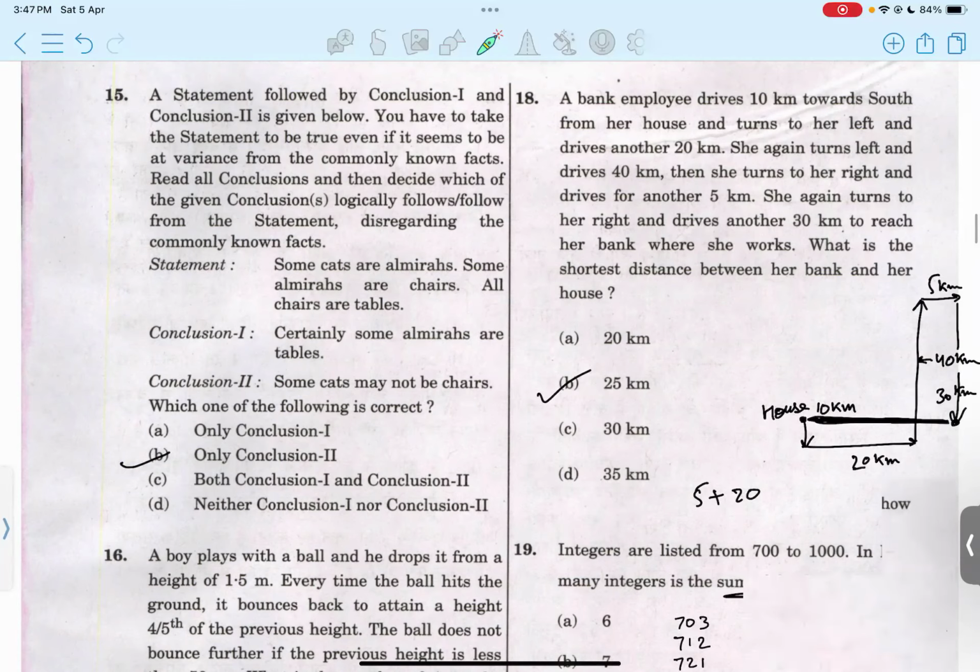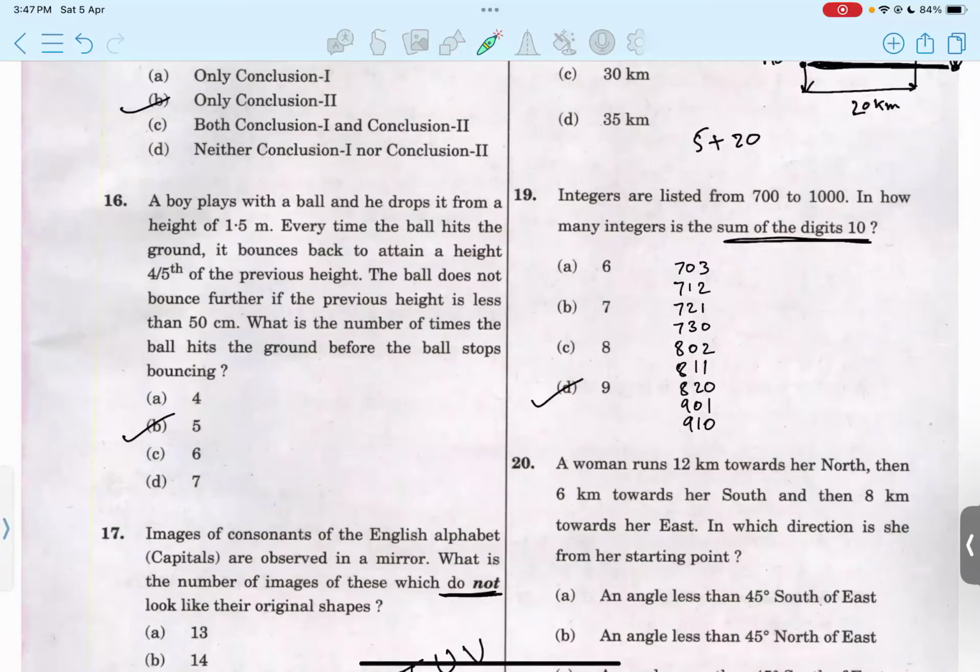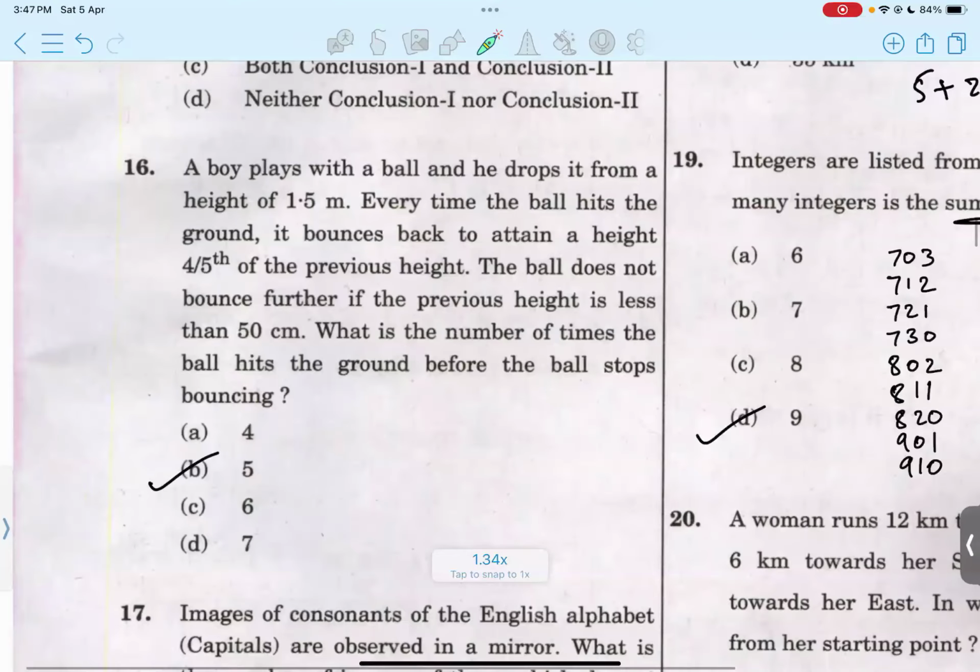Okay. Question number 16. A boy plays with a ball and drops it from a height of 1.5 meters. Every time the ball hits the ground, it bounces back to attain 4/5 of the previous height. So this is to be kept in mind: the previous height. The ball does not bounce further if the previous height is less than 50 centimeters. So here it is centimeters, here we have meters.